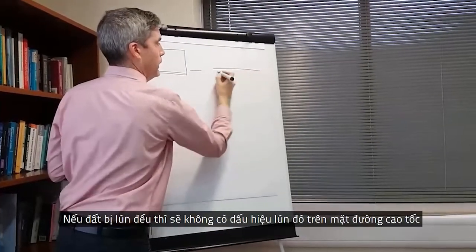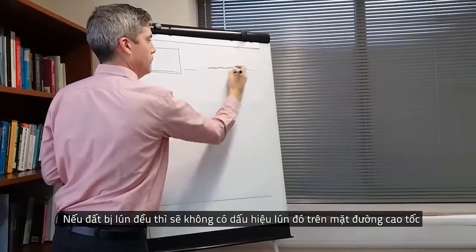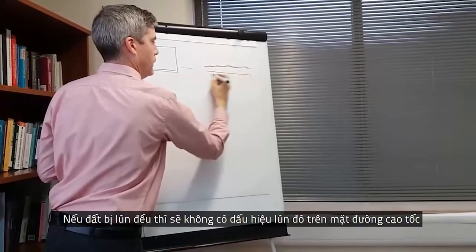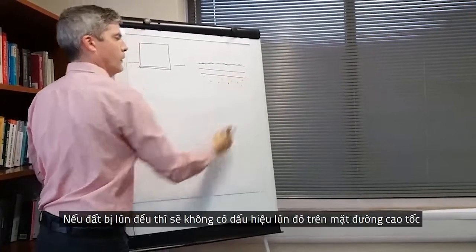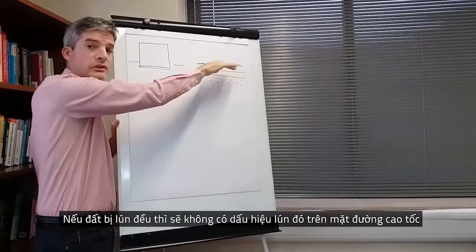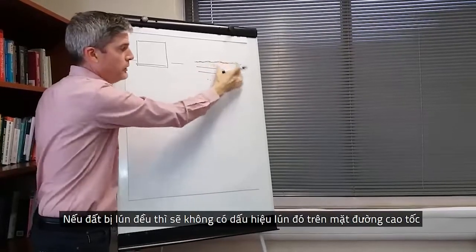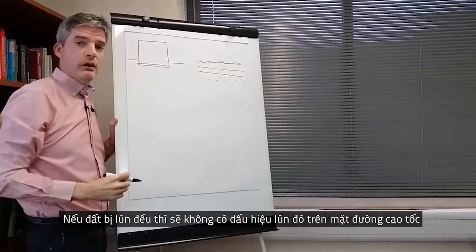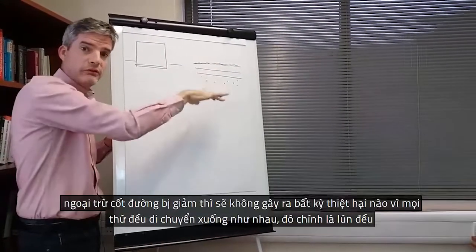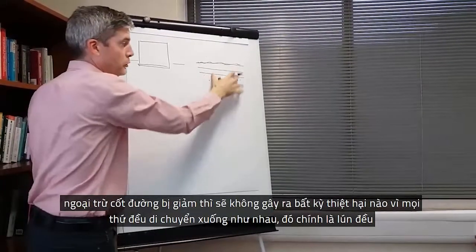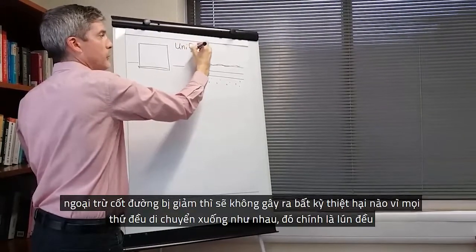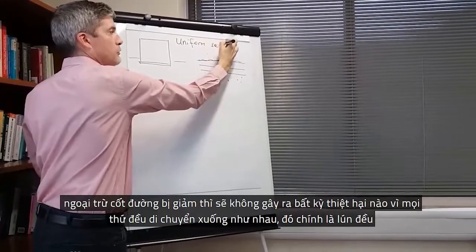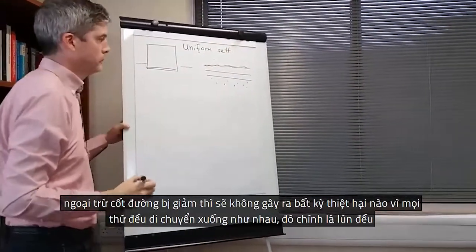And a highway pavement, let's do that again. A highway pavement, if the soil settled uniformly, there'll be no sign of that settlement on the highway pavement except for the fact that the level has dropped. It will not cause any damage because everything is moving down the same. So that is uniform settlement.